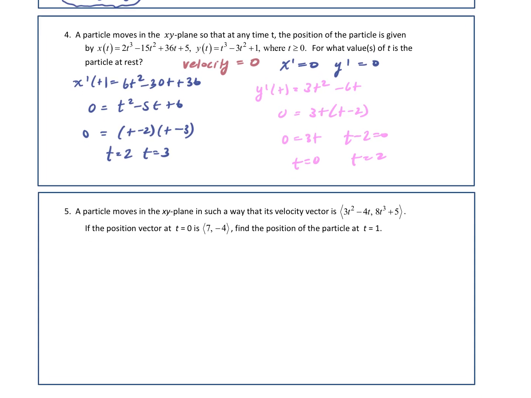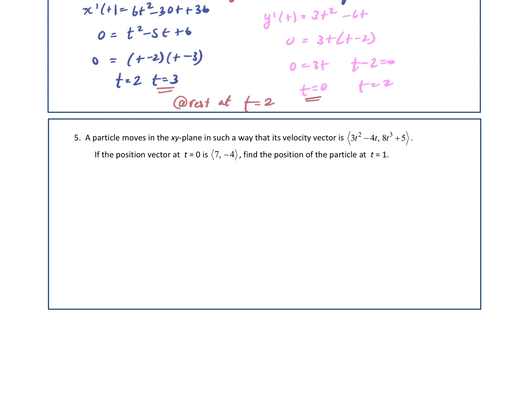Okay, so the particle is at rest at t equals 2, because at 3, for example, it's not moving left or right, but it is moving up and down, okay? And then at 0, it's not moving up or down, but it's moving left or right. So we have to find the time when they're both equal to 0.